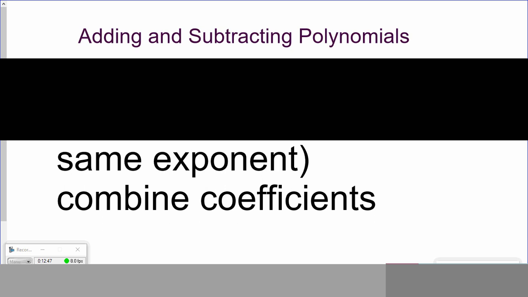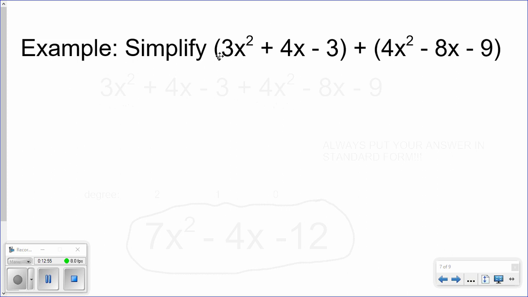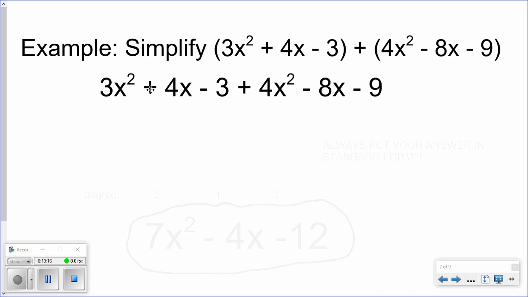Okay, so here's an example. We need to simplify this. So they will typically put the polynomials that you're adding together in parentheses, just so you know this is the first polynomial, this is the second one. Okay? With adding, it doesn't really make a difference. You could lose them as soon as you get them. With subtracting, it will make a difference, and I'll show you before you do your try on your own. Okay, so I'm just going to go ahead and lose it and write it out. So it's 3x squared plus 4x minus 3 plus 4x squared minus 8x minus 9.